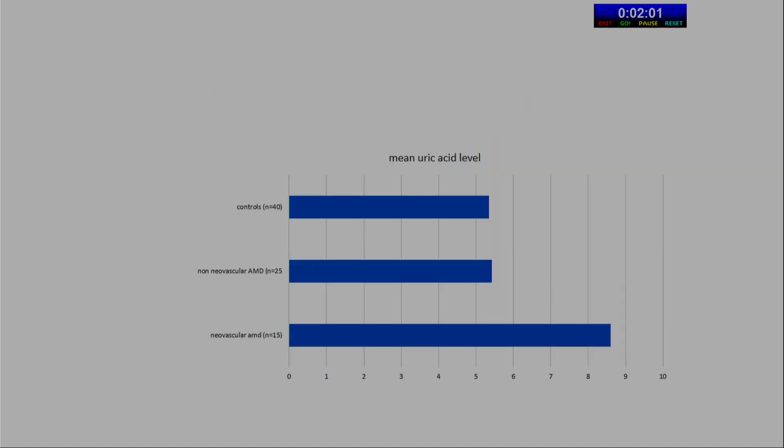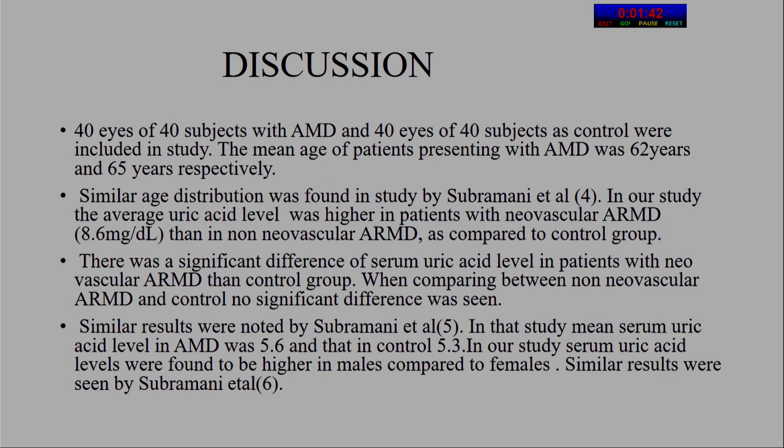The serum uric acid level in controls was about 5.2, and in non-neovascular ARMD it was about 5.5. But we could see a major relation in neovascular ARMD, where it was about 8.5 mg per deciliter, which was a significant level and showed us the association.